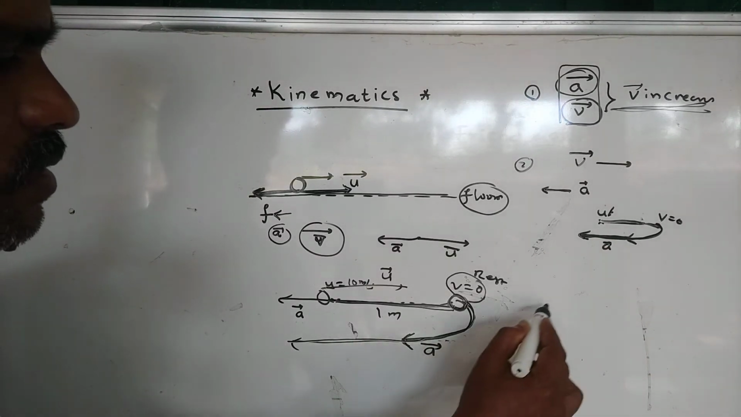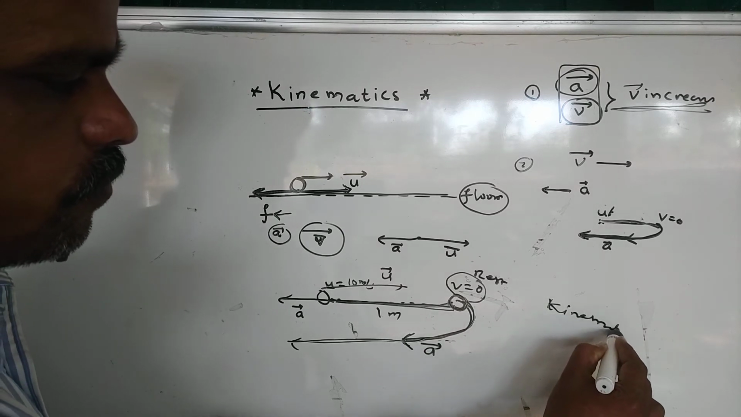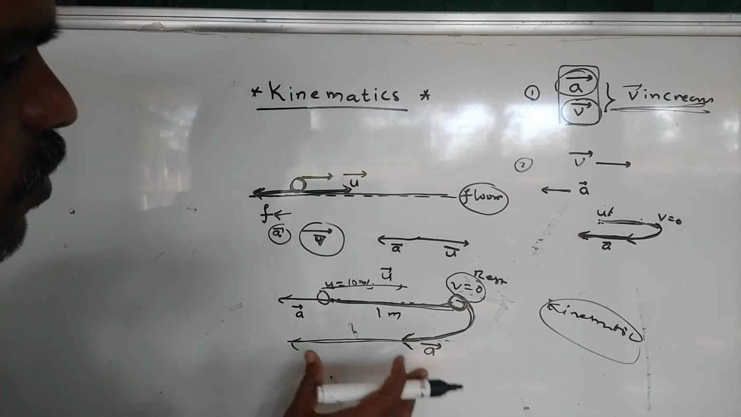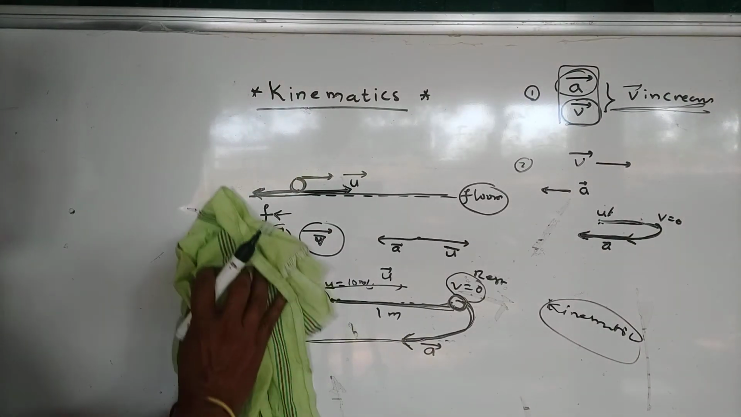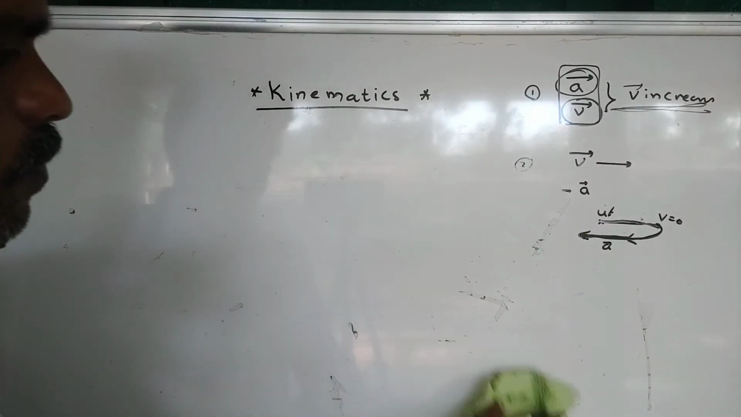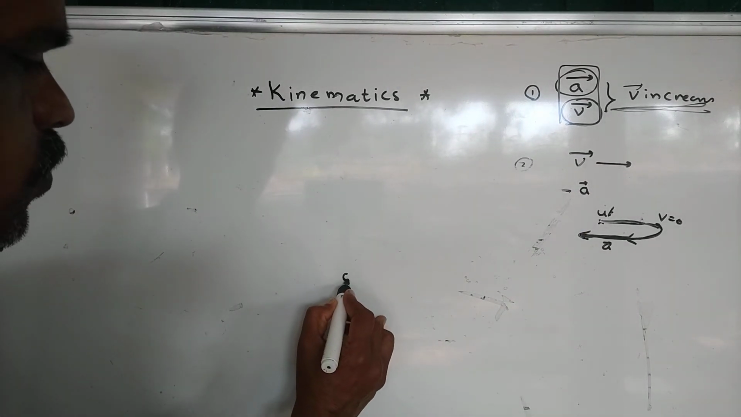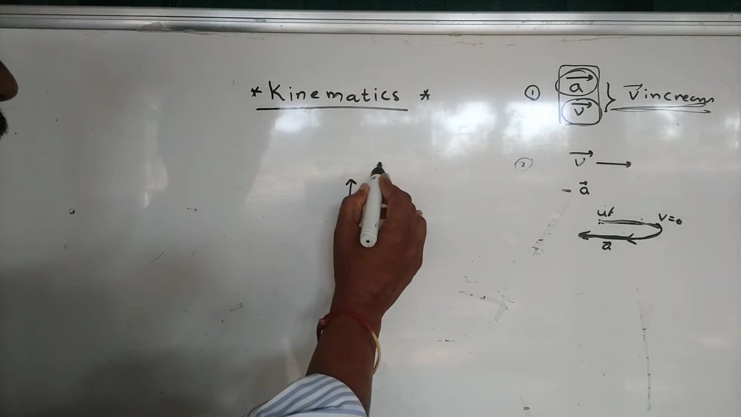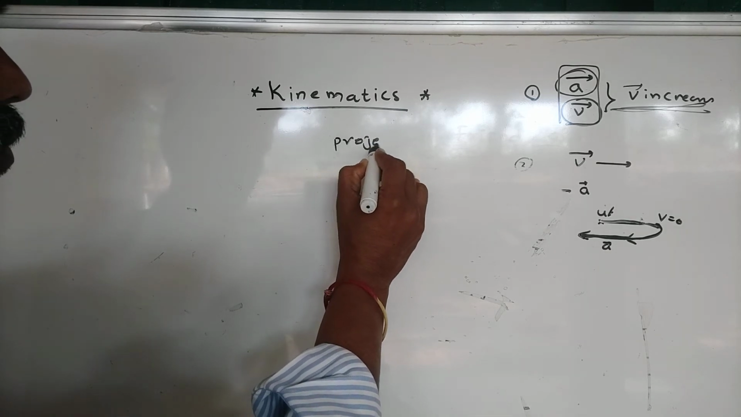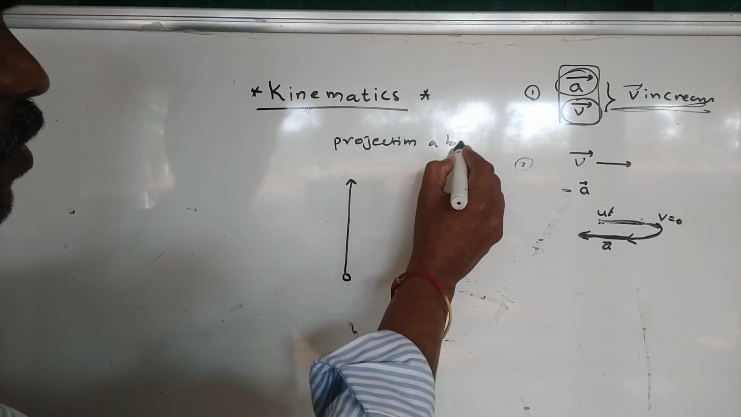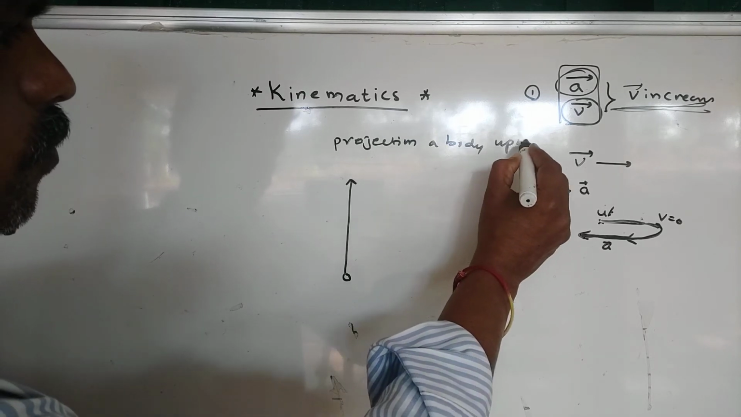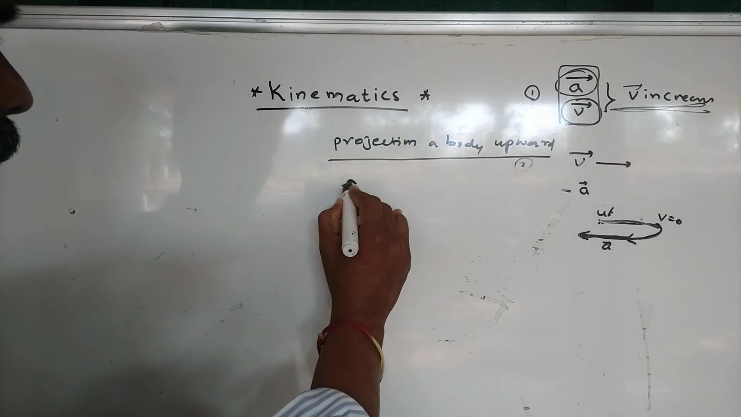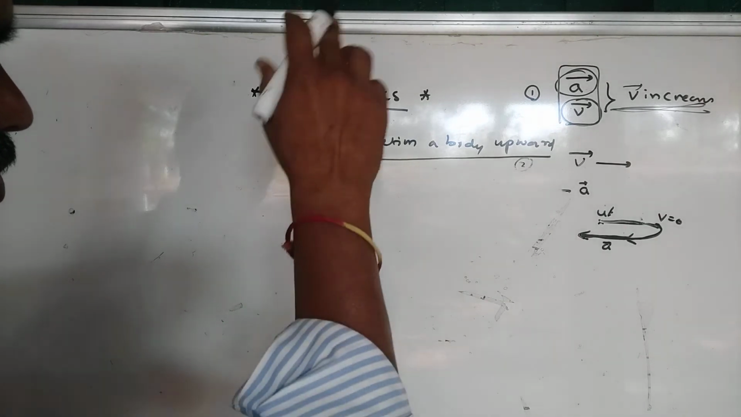This is an important case in kinematics. If you go for MSET or IIT JEE, whatever it is, this is a main concept. So I am giving one more example for this one. If you project a ball upward, this is a body projection upward case. So here we are projecting a body or a ball with velocity u.